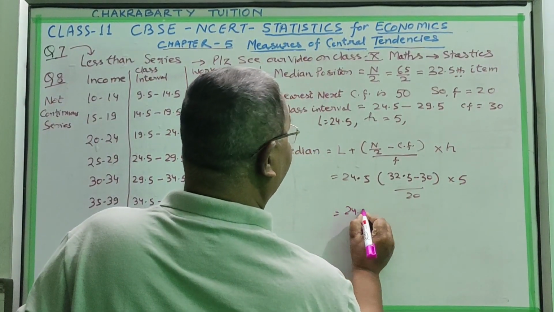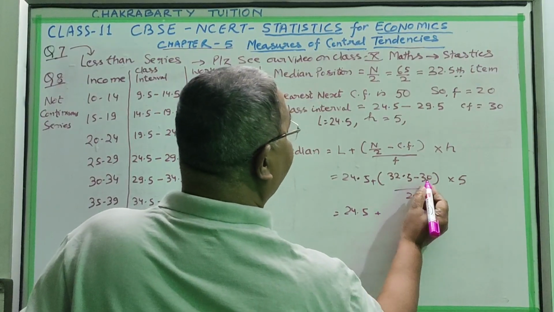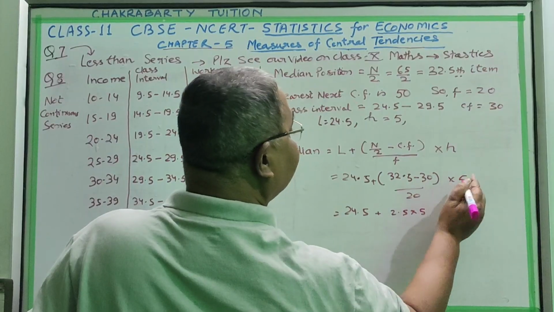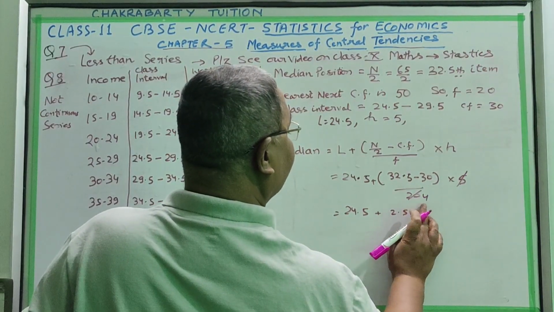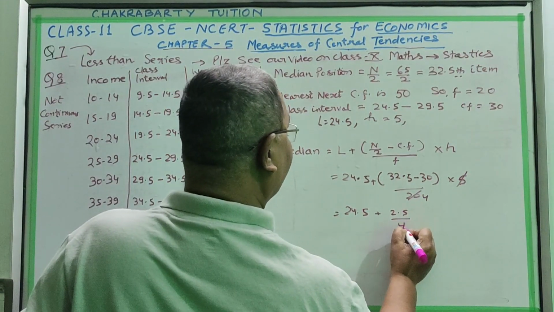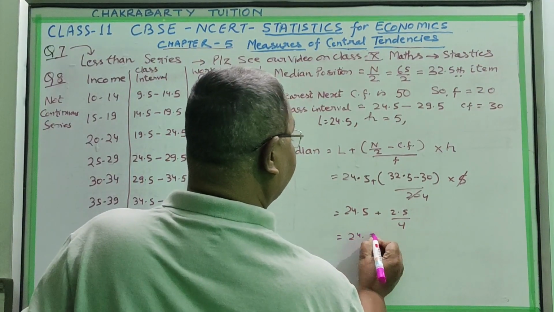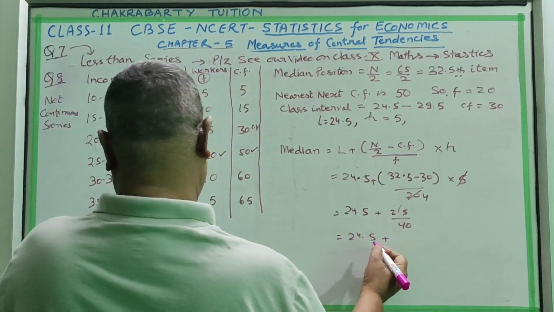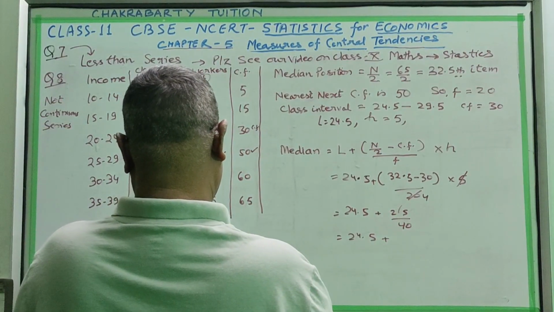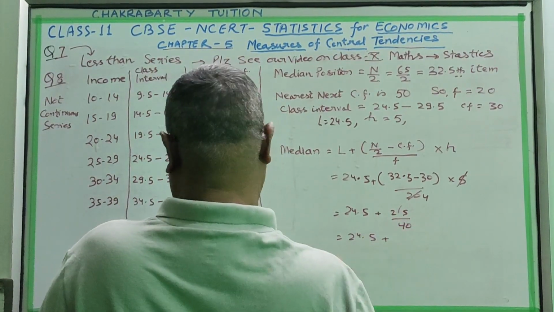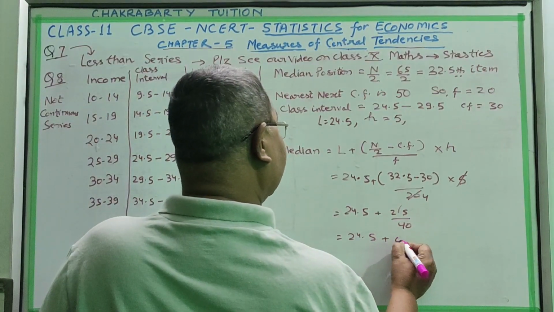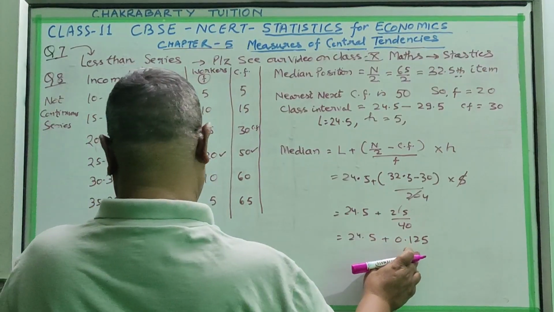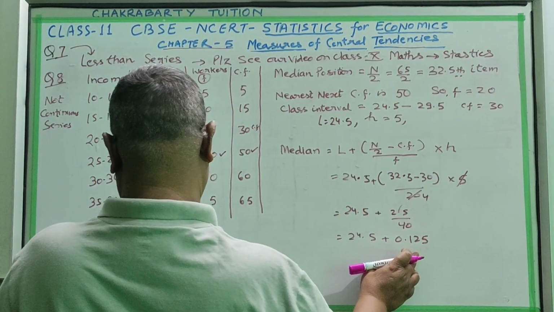So 24.5 plus, now it will remain 2.5 into 5 upon 20. The 5 you can cut, so it becomes 4. Okay, 2.5 upon 4. So it will be 24.5 plus 2.5 divided by 4.